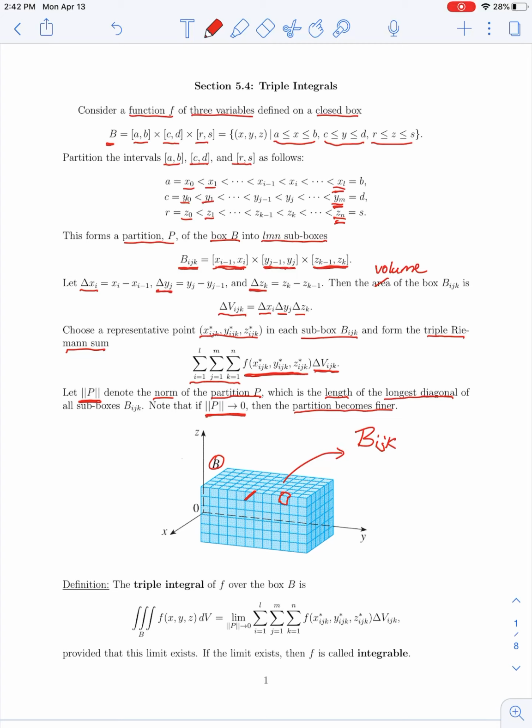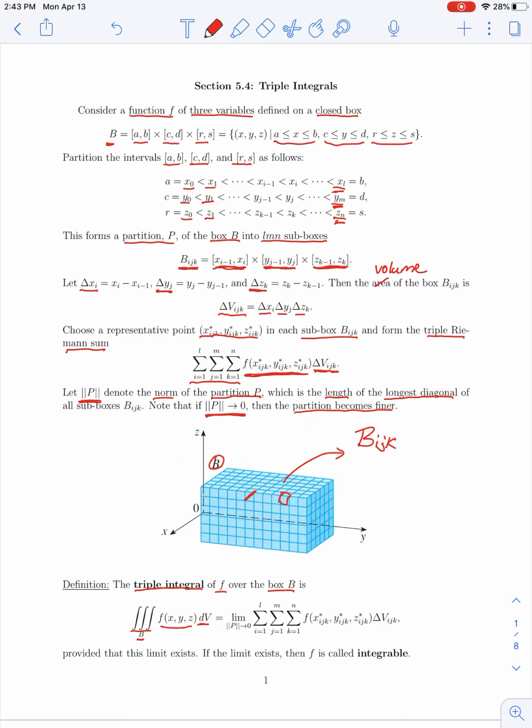With this information, we can define the triple integral of the function f over the box B as follows. The notation is similar to double integrals. We have three integral signs with the subscript B to denote the box that we're integrating over, of the function f of x, y, z dV. We would say with respect to volume.